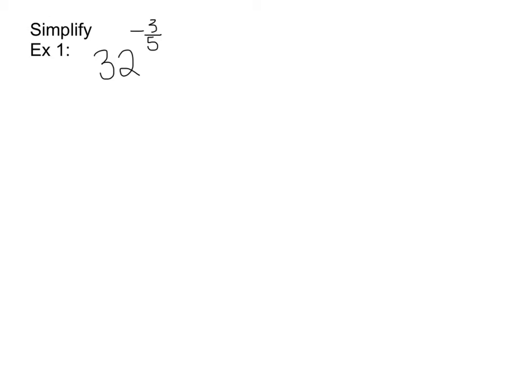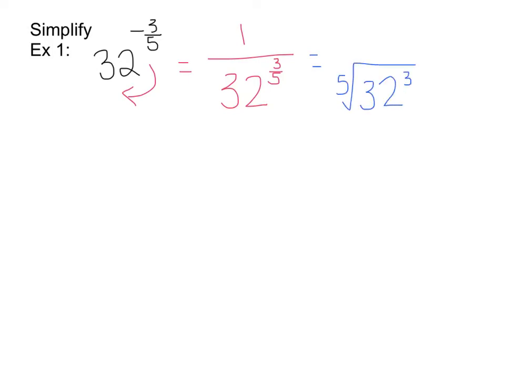In our first example, all we're asked to do is simplify, and we're given 32 to the negative 3/5 power. Again, we know that we cannot have negative exponents, so we move it to the denominator, and it becomes 1 over 32 to the 3/5 power. Let's rewrite that using our rule. So it's the 5th root of 32 to the 3rd power, and it's still 1 over.